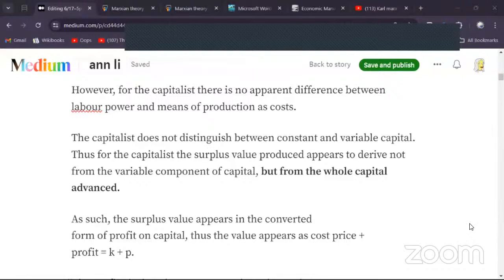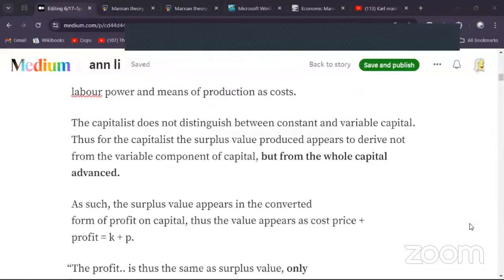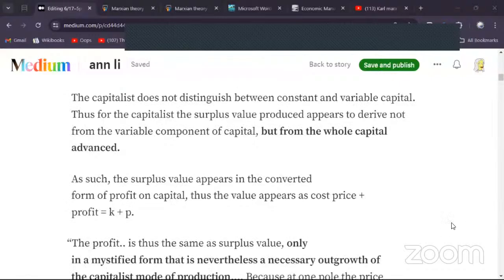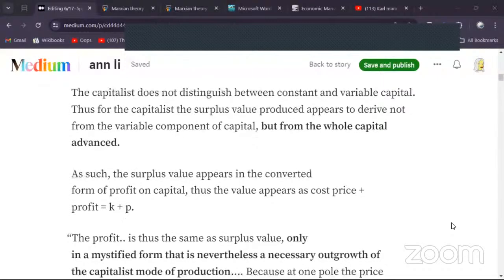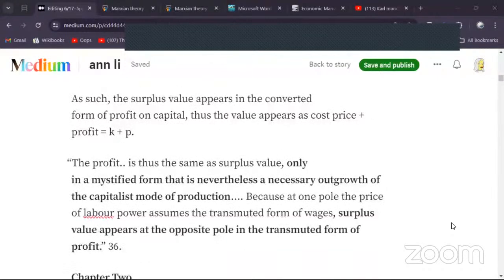As such, the surplus value appears in the converted form of profit on capital. Thus, the value appears as cost price plus profit. So profit is a way of thinking about surplus value, but it's a little contingent. The profit is thus the same as surplus value, only in a mystified form that is nevertheless a necessary outgrowth of the capitalist mode of production.